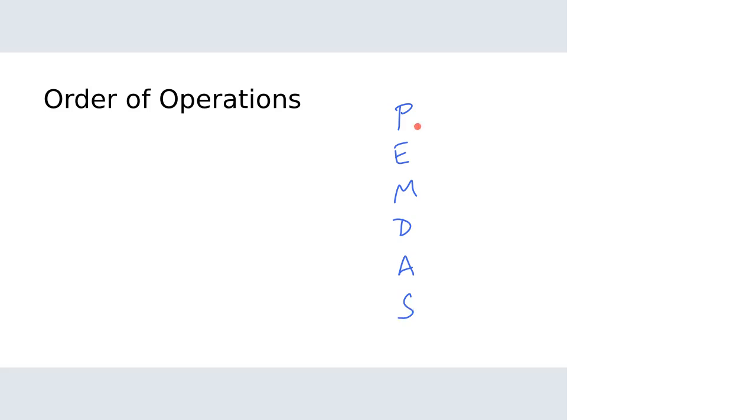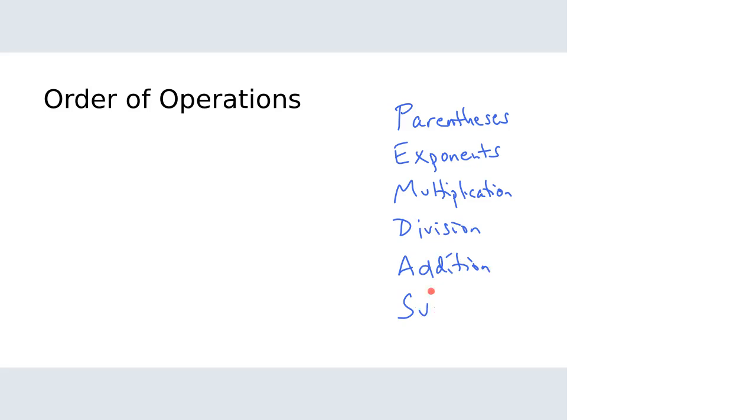But you're exactly right. The P is for parentheses. And we don't have to do this with everyone. The E is for exponents. The M is for multiplication. The D is for division. A is addition. And S is subtraction. And this is our order of operations. If we have all these things in a problem, this is the order we do them in.